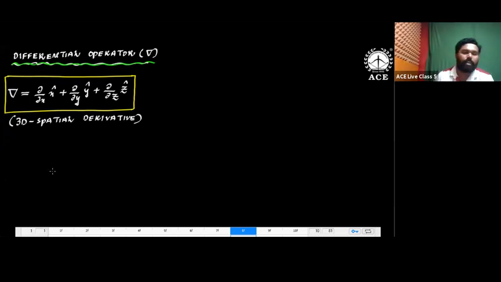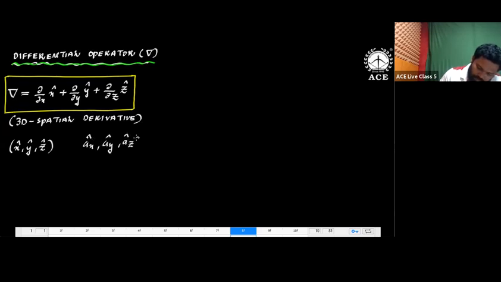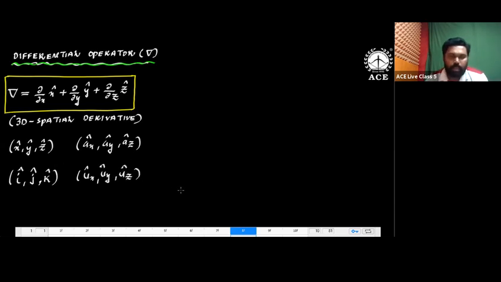Clear? So there are different ways of writing the unit vectors. You can write them as x cap, y cap, z cap. The other one is ax cap, ay cap, az cap. The other way is i cap, j cap, k cap. The other one is ux cap, uy cap, uz cap. Throughout the subject, I'm going to use this one.